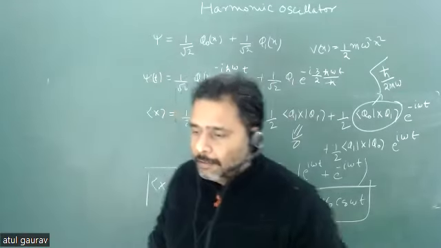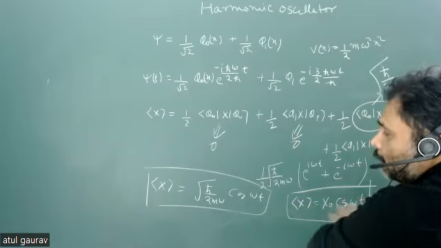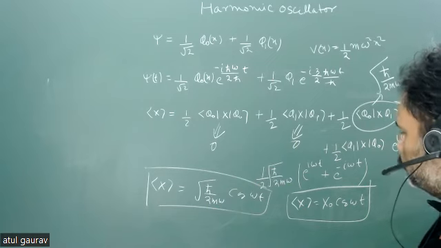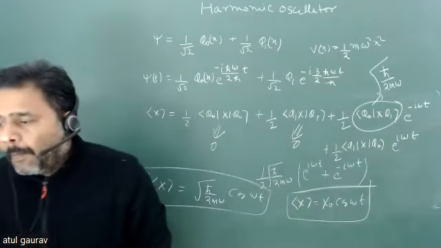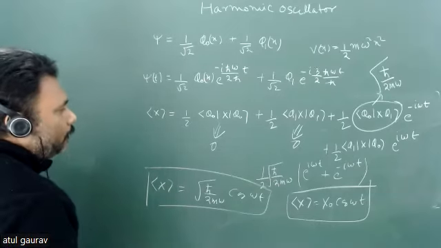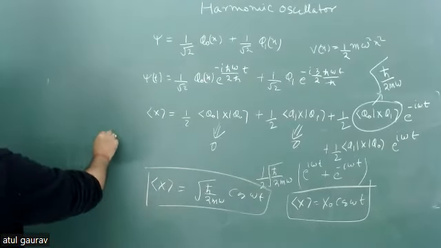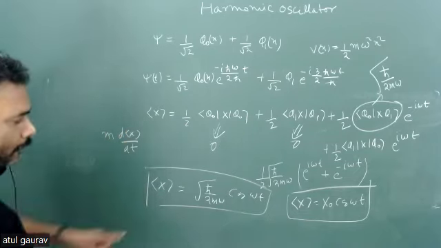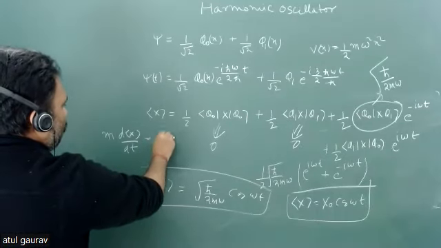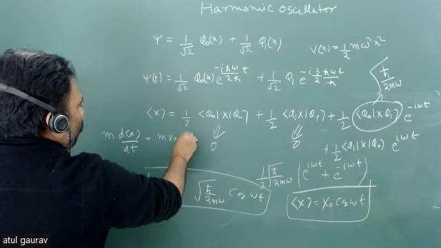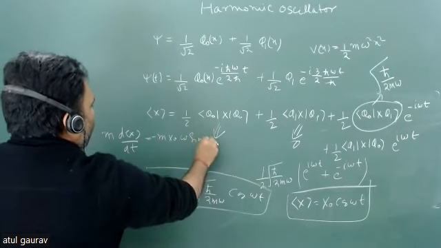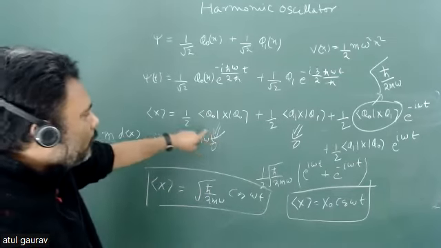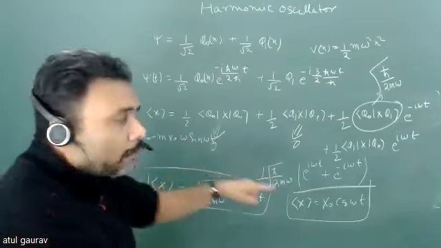This is a beautiful thing. You can analyze this. Now, can you calculate the expectation value of momentum here? You can easily calculate it. What is this value? m dx upon dt. And now you can see this value is equal to minus m x naught omega sin omega t. And the expectation value of momentum at t is equal to 0 is 0 because this term goes to 0. But it is not always 0.